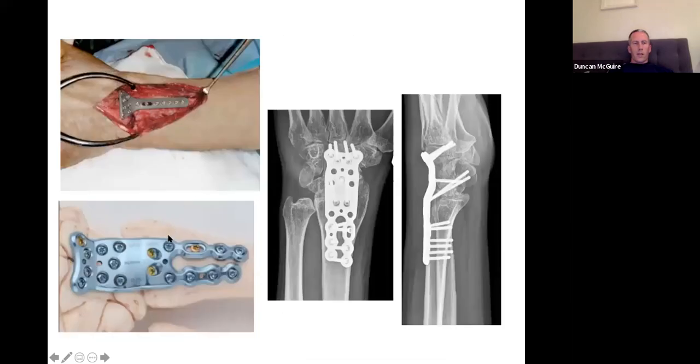Some of the newer plates now exclude the CMC joints. You can see here the screws, they're going volar to the joint here. And some patients prefer this because there is a slight give in that CMC joint.